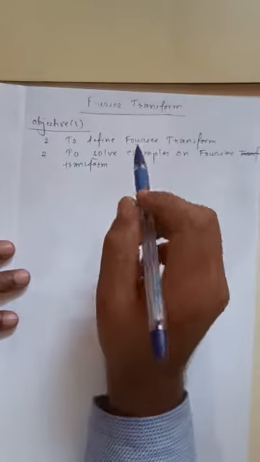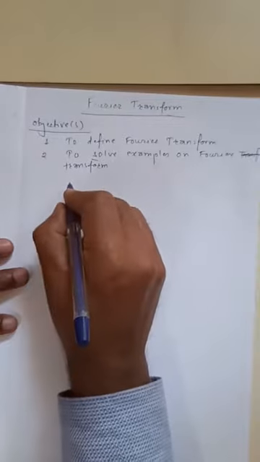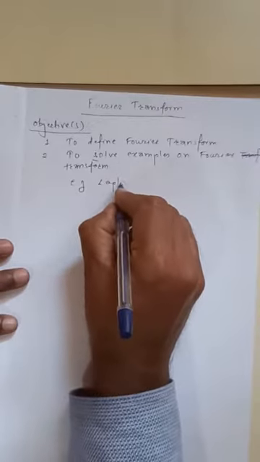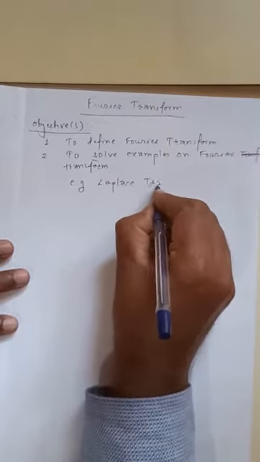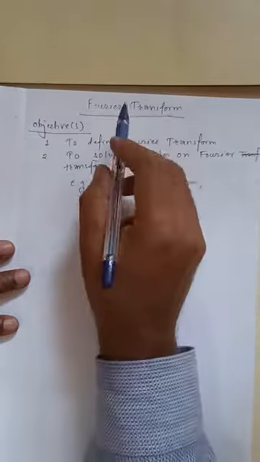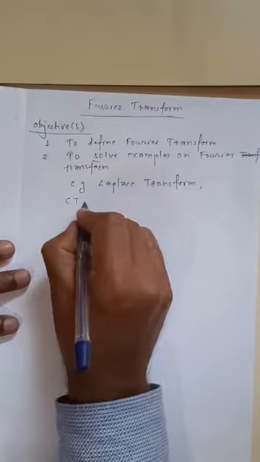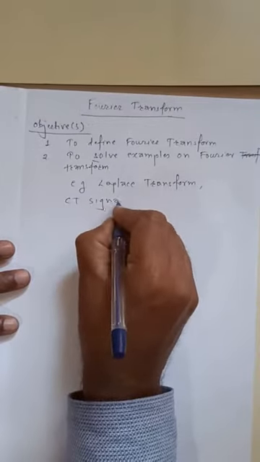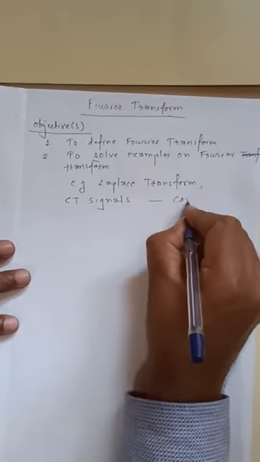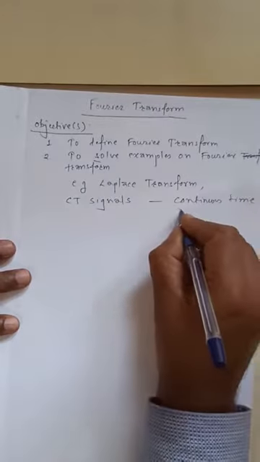So as the name suggests, transform, so there is transformation. There are so many transforms you might be knowing. For example, Laplace transform, Fourier transform. The Fourier transform that we are now going to undertake is related to the CT signals. CT signals we have already seen. CT means continuous time signal.